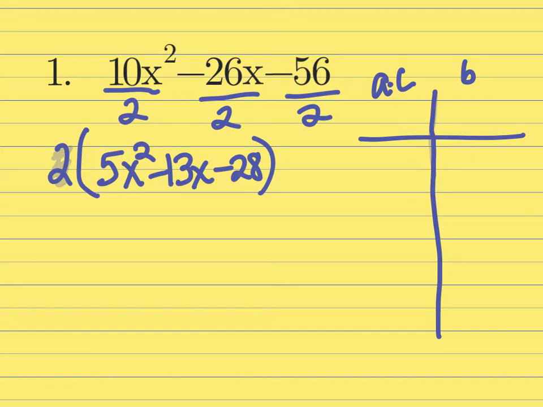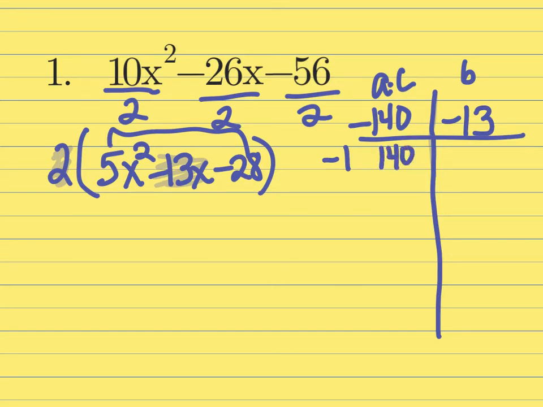This is where it's sort of up to you. I'm going to start with 1. So I know when I take my A times my C, I get negative 140, and my B term is negative 13. So we're going to start listing factors. Some of you can start at different spots. I'll just start at negative 1 times 140. When I add those, I get 139. That is far off, so you can jump here, but I'm just going to keep it. So negative 2 times 70 is negative 140, and that gives me 68 when I add.